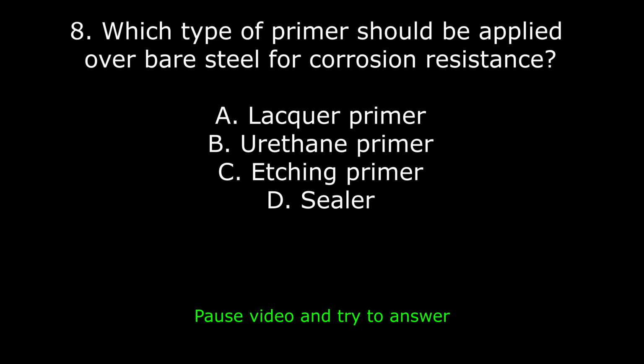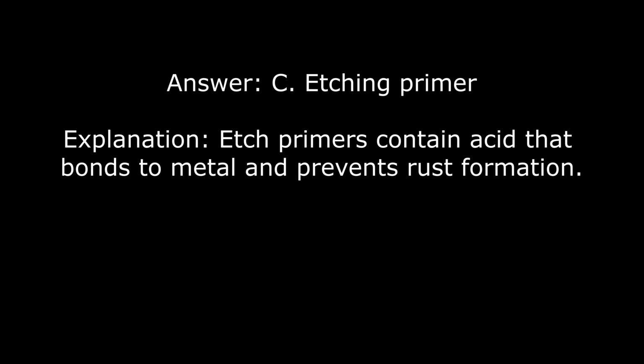8. What type of primer should be applied over bare steel for corrosion resistance? A. Lacquer primer. B. Urethane primer. C. Etching primer. D. Sealer. Answer: C. Etching primer. Explanation: etch primers contain acid that bonds to metal and prevents rust formation.